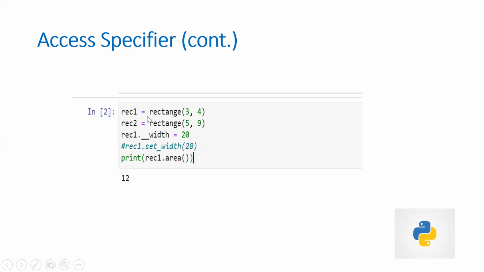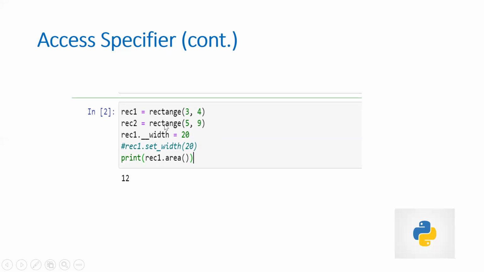So what should be the area? If the rectangle has height 3 and width 4, the value will be 12. But now as I modified the width, it should be more than that. But the output is showing that it is 12, because this line does not work. Rectangle 1 dot __width equals 20 is not working. That means I cannot access the private variable like this. I have to access the private variable through that class, or the get or set method.